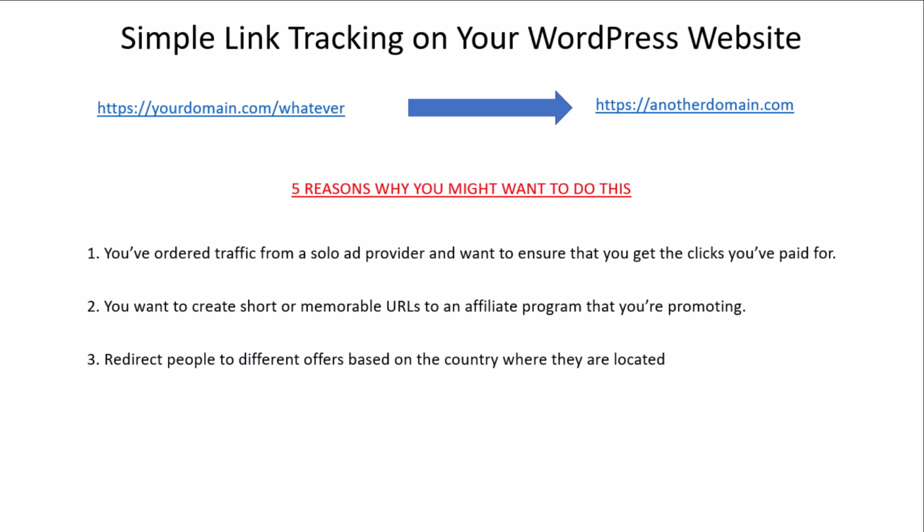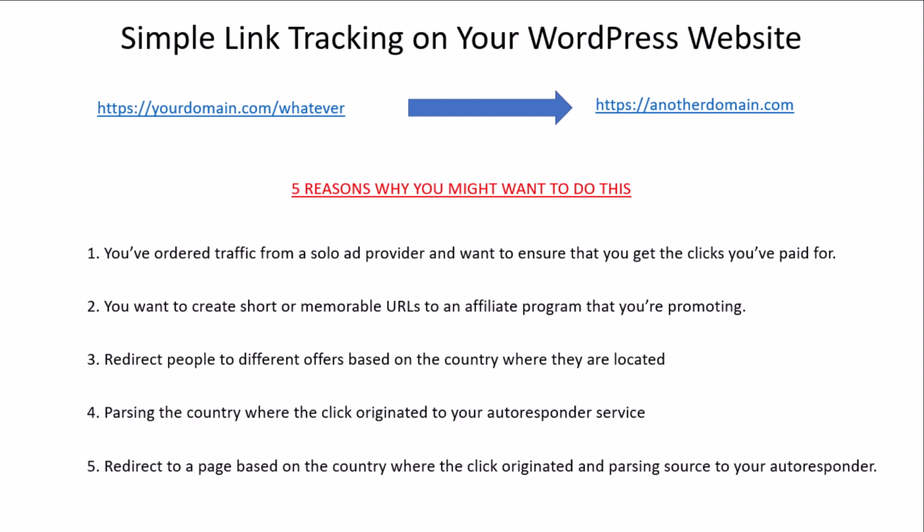Number 3, to redirect people to different offers based on the country where they are located. Number 4, passing that country information where the click originated into your autoresponder service. And number 5, combining the two, redirecting to a page based on the country where the click originated and passing that source information into your autoresponder at the same time. So let's break these down and get started with the explanation. Then I'll show you how to set this up.